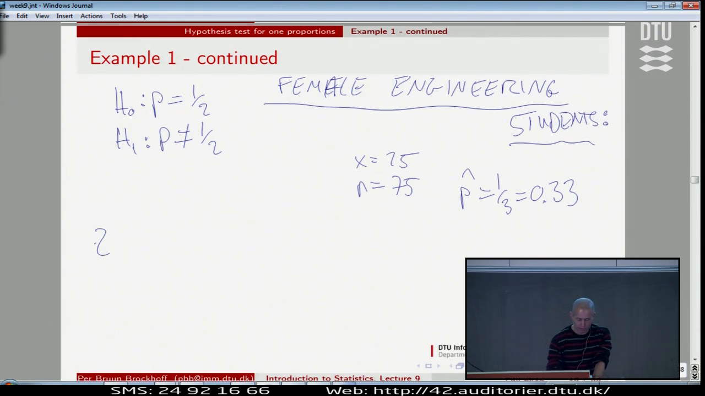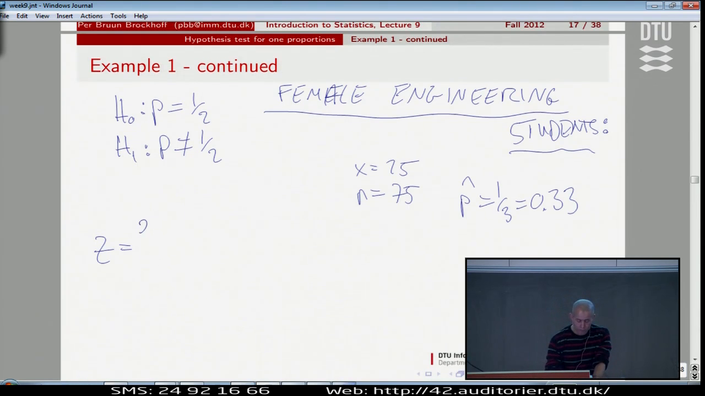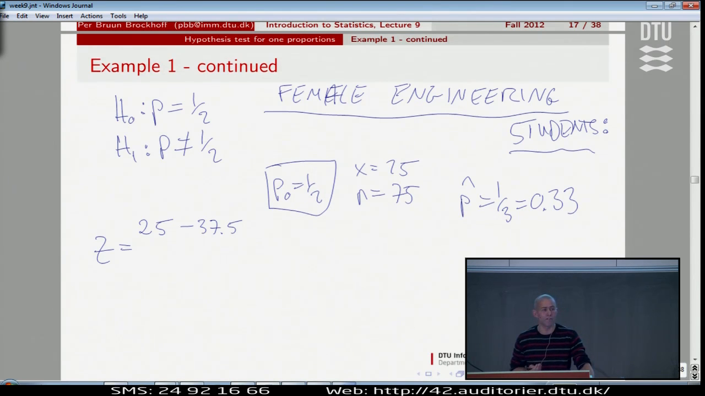How should we do the hypothesis test? We should take the observed number of female engineering students in my sample. I should take the expected number. What is the expected number? That is half of 75, right? Since P0 is 1/2, this is what we're testing. If I look at the formula from the slide from before, there should be 37.5. It couldn't be, but there should be. That's the ideal number of female students in this sample.